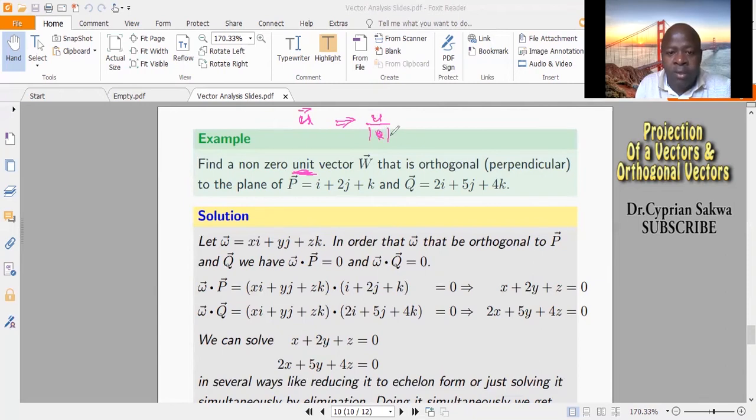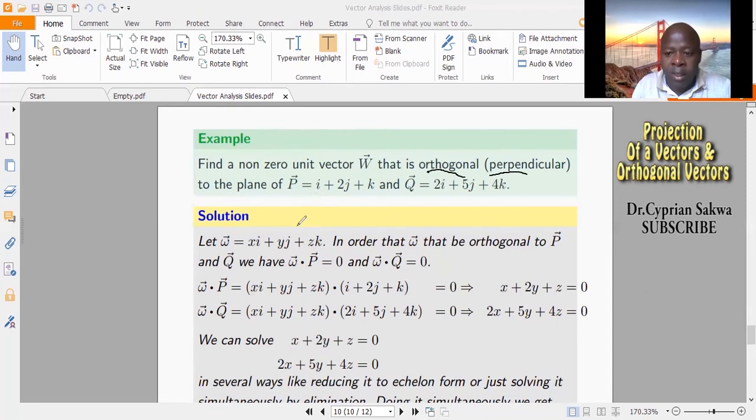u over the magnitude of u. That gave us the unit vector in the direction of u. So what I'm saying is this question has important things. One is the word unit vector, and the other one is orthogonal. Orthogonal or perpendicular, they mean the same thing. And you remember that two vectors are orthogonal if their dot product equals 0.